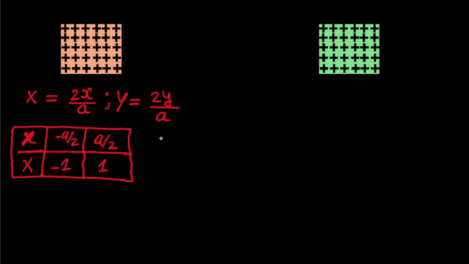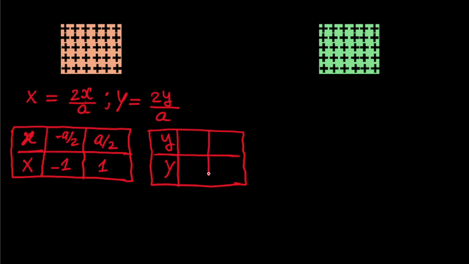And similarly for y, small y and capital Y. So when small y is equal to minus a by 2, then capital Y will be minus 1. And when you put y equal to a by 2, then capital Y will be plus 1.